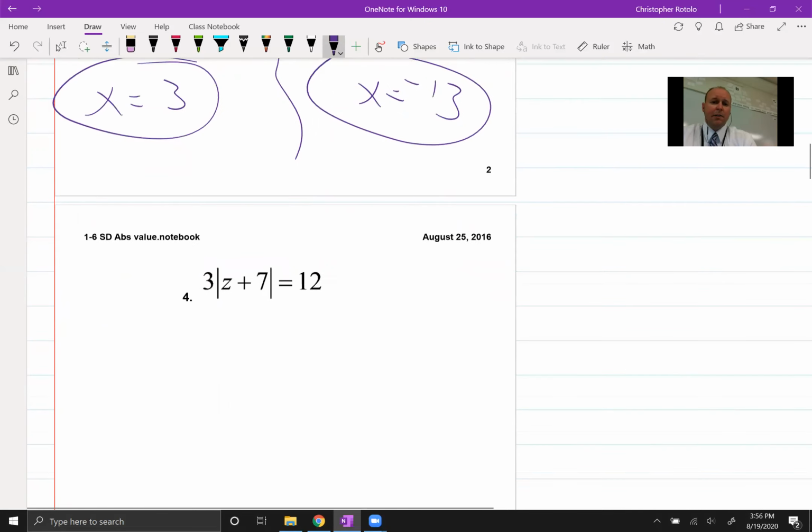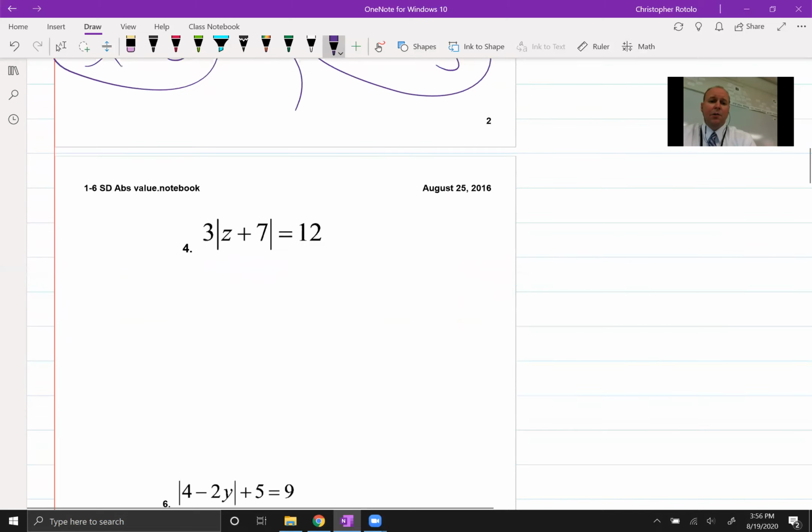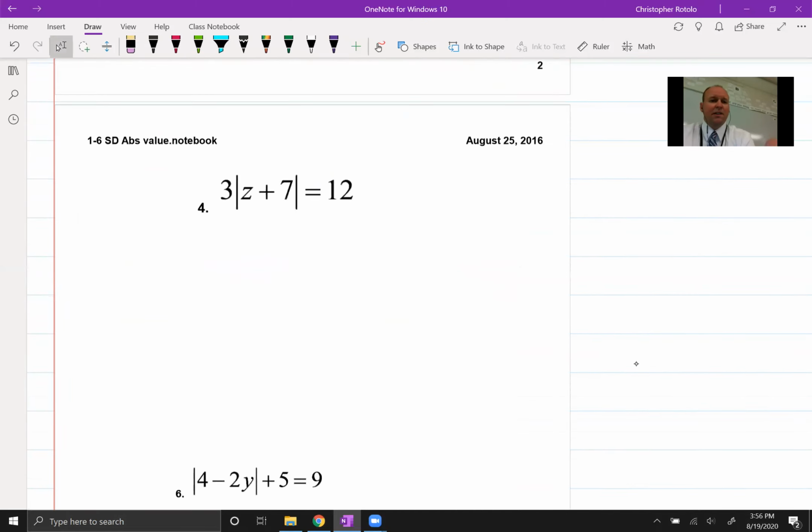Depending on who you had for Algebra 1 or what level you had, we're going to throw some extra stuff in there. What I mean is the absolute value is not alone yet. It's being multiplied by 3. So what I want to do is divide by 3 to get rid of it. That way we have, again, I'm going to change it to x plus 7, absolute value, equals 4. So step number 1 is always get the absolute value alone.